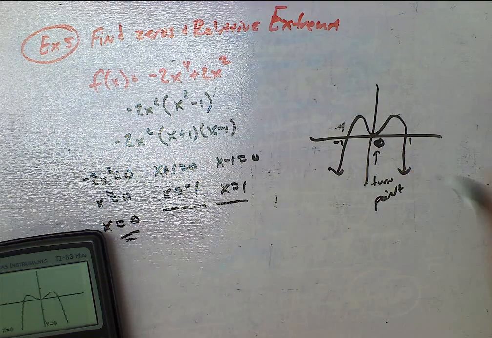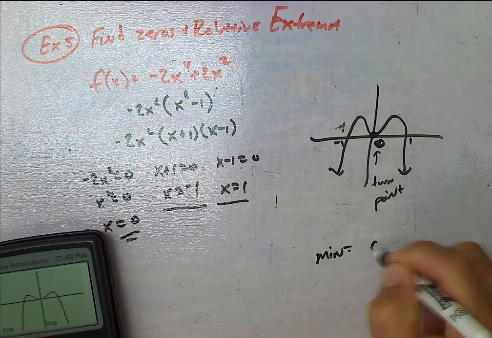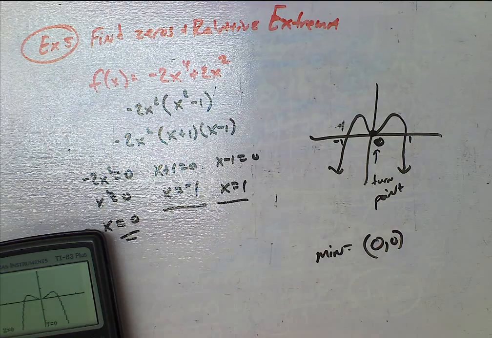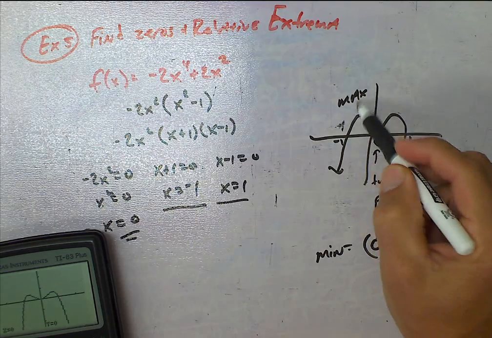Now, to find the mins and maxes, it's pretty obvious. This right here is a minimum. So the minimum is 0, 0. Not exactly for sure, but the maxes is that point and that point.